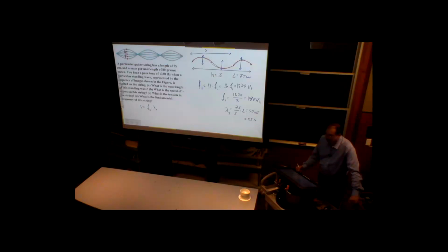The wavelength, by definition, is the shortest distance between 2 points with the same displacement, 2 points moving in phase. It could have been any 2 points. I measured from this node to this node, but we could have measured it from this antinode to this antinode. It doesn't matter how you measure it.